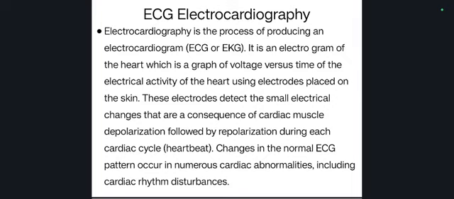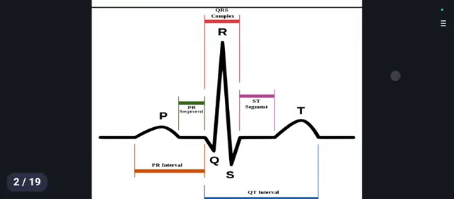ECG is the electrical recording of the heart. These are the waveforms: P wave, QRS complex, and T wave. And the intervals are PR interval, PR segment, QRS complex, ST segment, QT interval. These are the segments and the intervals of the ECG waveforms. The P wave is the first positive wave, and the Q and S waves are the negative waves. The R wave and T wave are the positive waves.